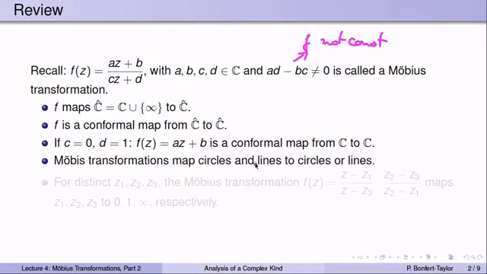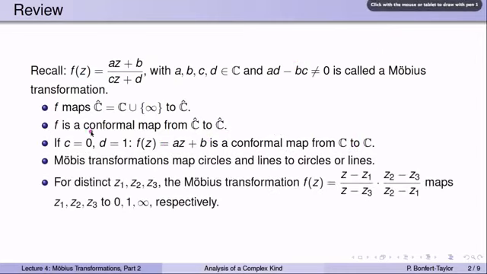Möbius transformations map circles and lines to circles or lines, meaning every circle is mapped to a circle or a line, and every line is mapped to a circle or a line. Finally, we showed that given three distinct complex numbers z1, z2, and z3, there exists a Möbius transformation that maps z1 to 0, z2 to 1, and z3 to infinity. And we can actually write down this Möbius transformation, and it is given by this formula right here.